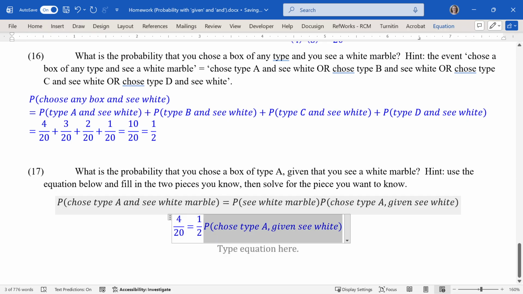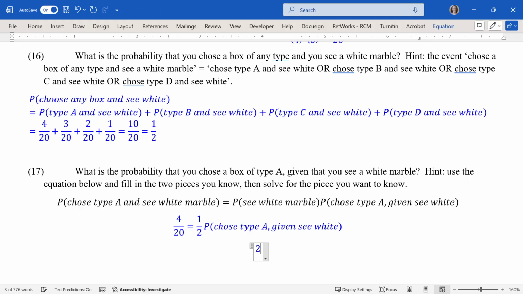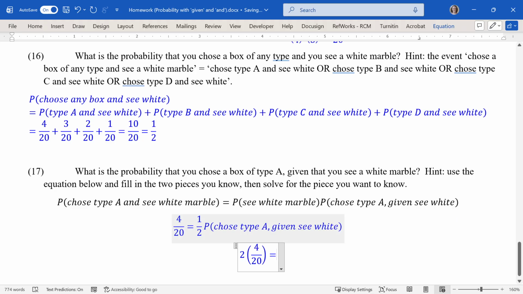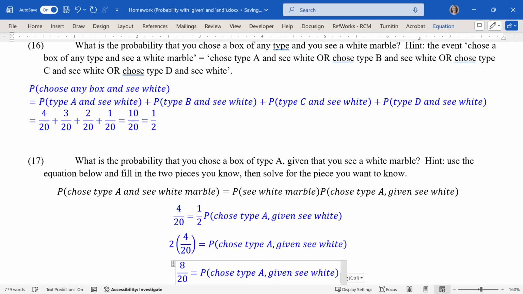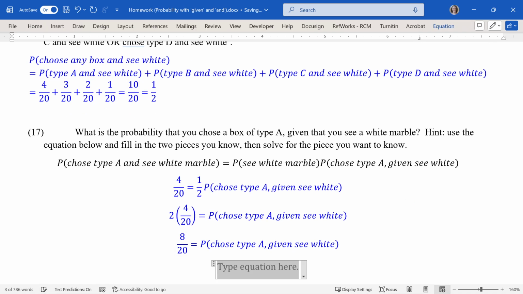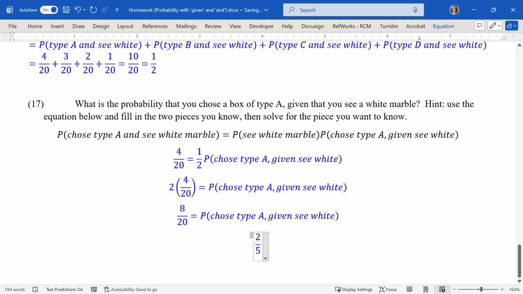So to solve for the probability here, I'm going to multiply both sides by 2, or you can think of it as dividing by 1/2 if you want. So if I multiply both sides by 2, 2 times 4/20 equals, and then the 2 and the 1/2 are going to cancel each other out. So I'll just have that probability over there. So this is going to be 8/20, which I can reduce to, what's that, 2/5? Divide 8 by 4 and divide 20 by 4. So 40% probability that I have the type A box.